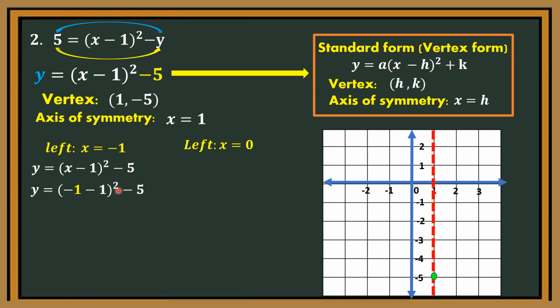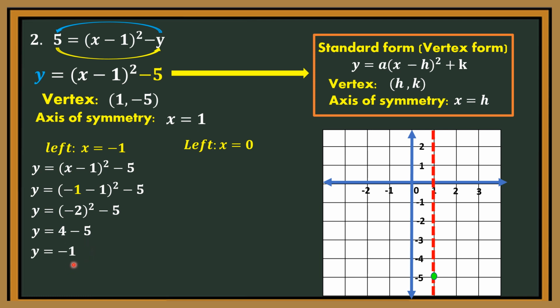Then, substitution tayo. Y is equal to yung x, pinalitan na ng negative 1. Minus 1, kinopy lang natin. Copy yung squared, copy minus 5. Simplify yung nasa loob. That is negative 2 squared minus 5. Simplify natin ang negative 2 squared. That is positive 4. Paano naging positive 4? Kasi negative 2 squared, that is negative 2 times negative 2. Kaya positive 4. Minus 5. Then subtract natin. That is negative 1.